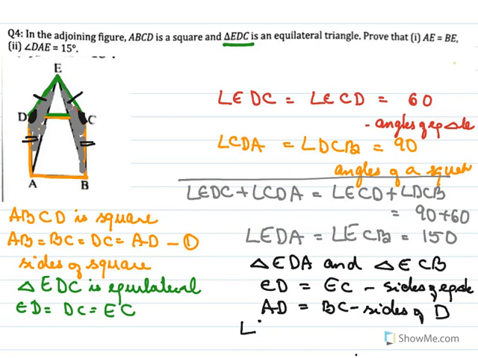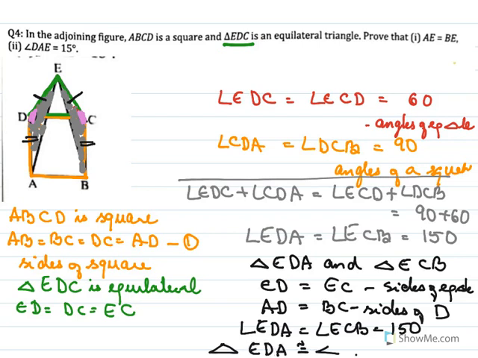Let me mark in another color. See this angle here, the central angle here, equal to this angle, 150, 150. Each angle is 150 that we have shown. So we have angle EDA equal to angle ECB equal to 150. So the triangles are congruent. Triangle EDA congruent to triangle ECB by SAS test.